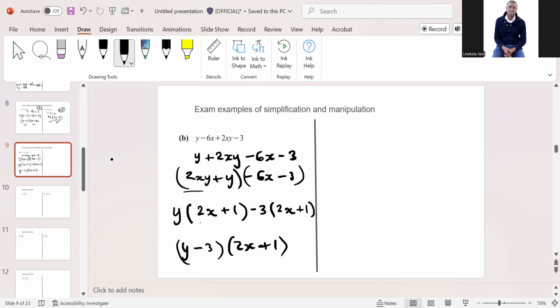So just be careful with this. You want to rearrange in such a way that when you factorize, you don't get the challenge of, maybe you put the y first and then you factorize these brackets, but they don't look the same as the other ones. Just rearrange them in such a way that they will align.